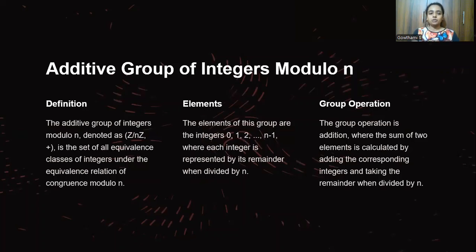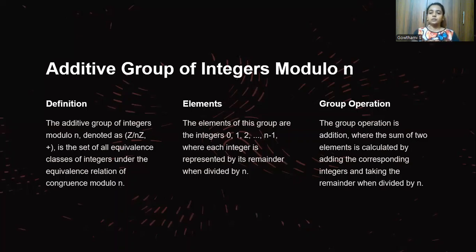Additive group of integer modulo n. Definition. The additive group of integer modulo n, denoted by Z/nZ+, where Z+ indicates the positive integers, is a set of all equivalence classes of integers under the equivalence relation of congruence modulo n. Elements. The elements of this group are the integers 0, 1, 2, and so on until n minus 1, where each integer is represented by its remainder when divided by n.